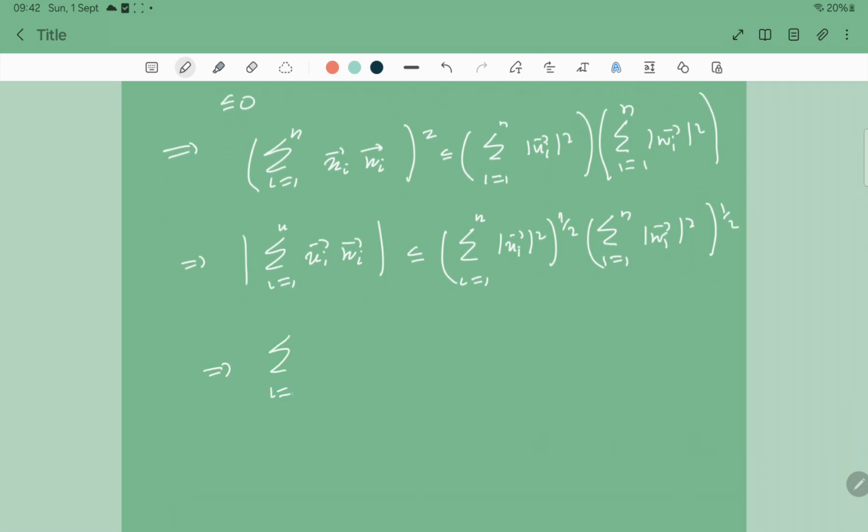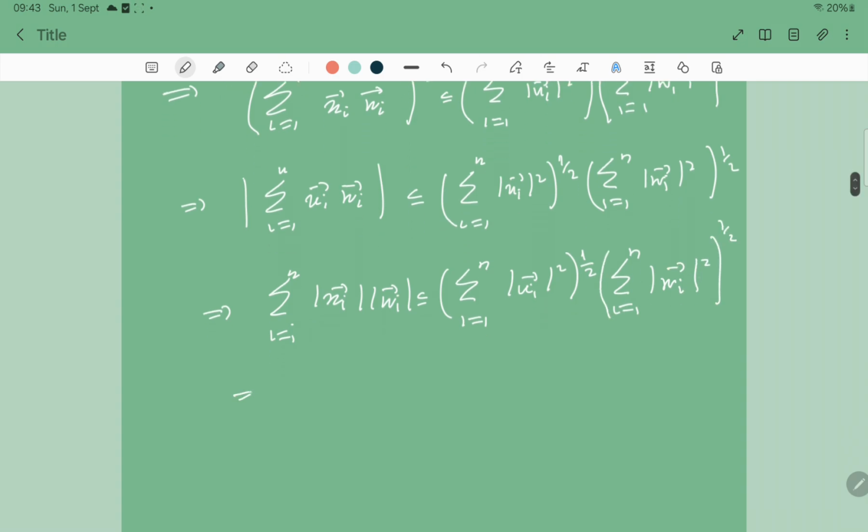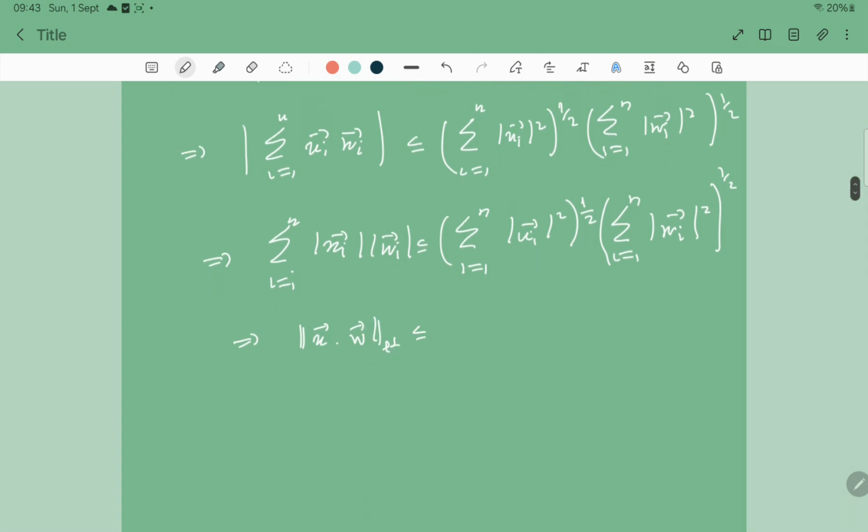Or this can be written as the following. I can obtain the following bound. This can be written as: this is ui wi, let's call it u times w, in the little L1 norm, bounded by the norm of u in little L2 times the norm of w in little L2.